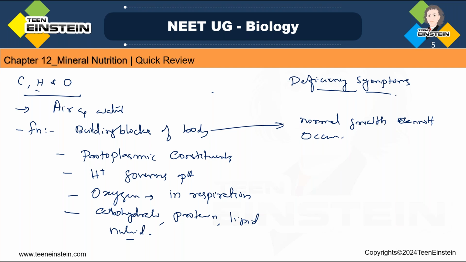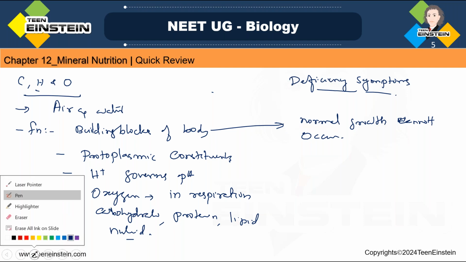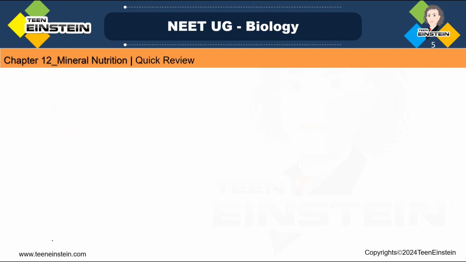So about carbon, hydrogen, and oxygen, it's obtained from water and air. They are the building blocks of body and the main constituents of protoplasm. And hydrogen ion concentration makes the pH, or controls the pH. Oxygen is the terminal electron acceptor in respiration. And carbohydrate, protein, lipid, nucleic acid, the main elements are carbon, hydrogen, and oxygen, right? Next, we are going to say about nitrogen.